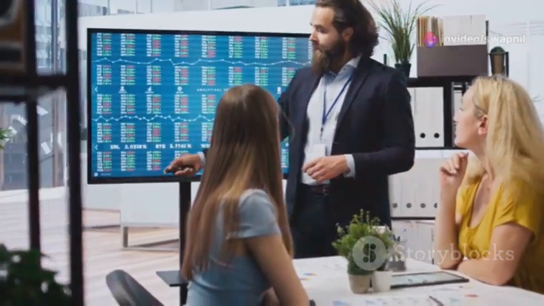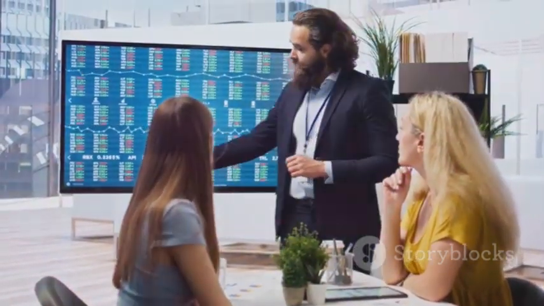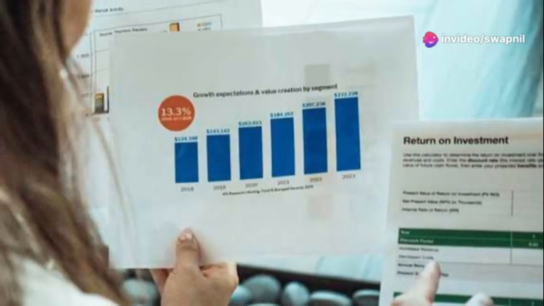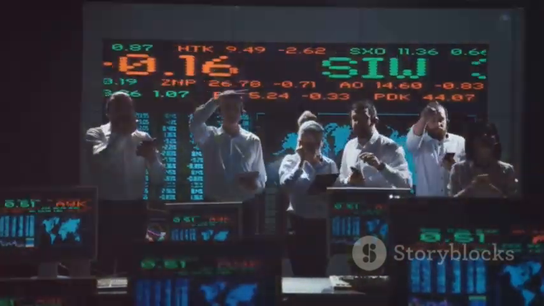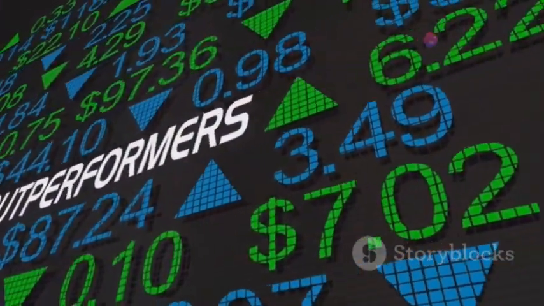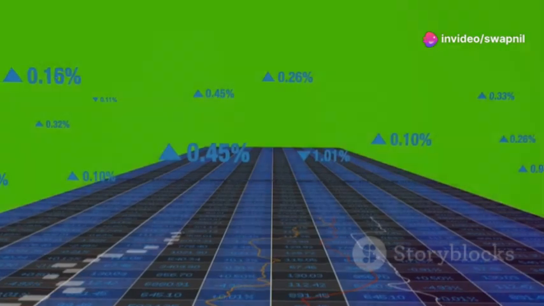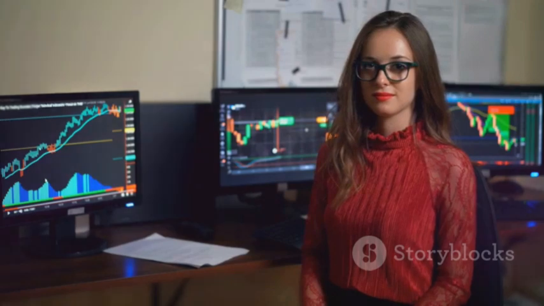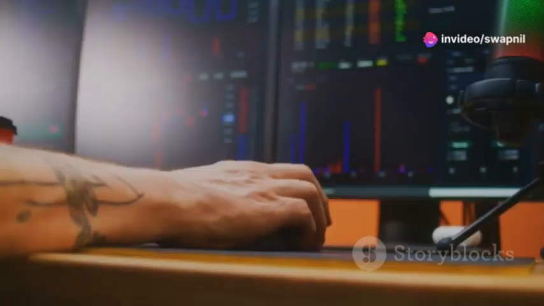When selecting sector ETFs, consider factors such as expense ratios, trading volume, and the underlying index tracked by the ETF. Lower expense ratios mean more of your returns go back into your pocket. Higher trading volume ensures liquidity, making it easier to buy and sell shares at favorable prices. The underlying index determines the specific companies included in the ETF, so choose one that aligns with your investment objectives. Numerous sector ETFs cover each of the 11 sectors. By incorporating sector ETFs into your portfolio, you can efficiently adjust your sector allocations as the economic cycle evolves.